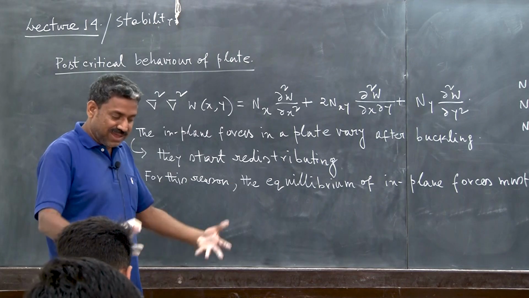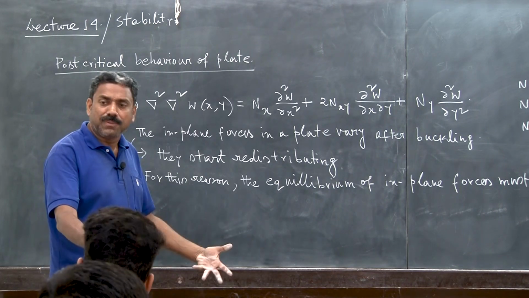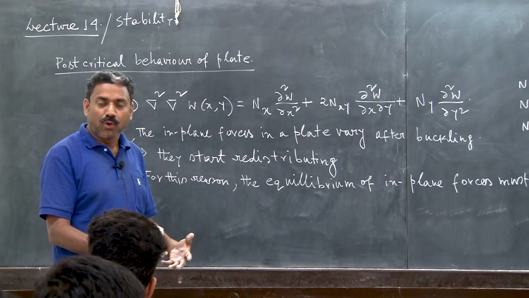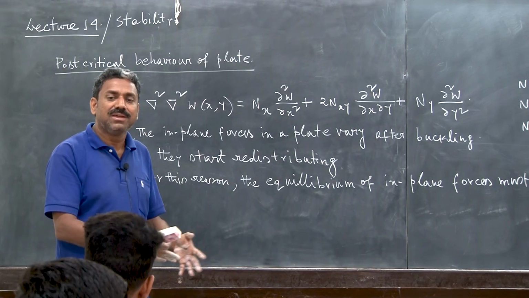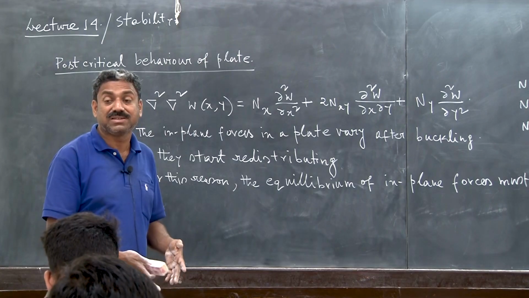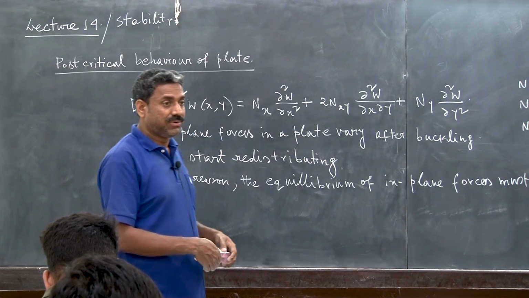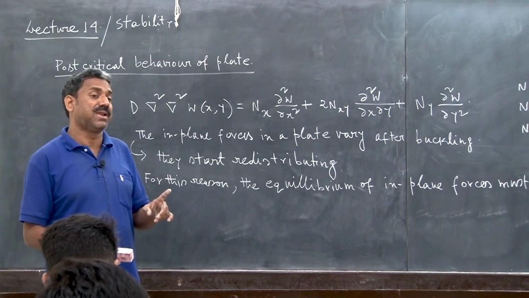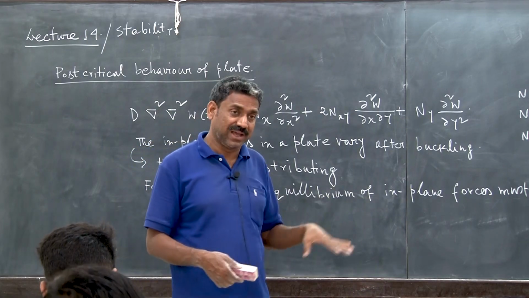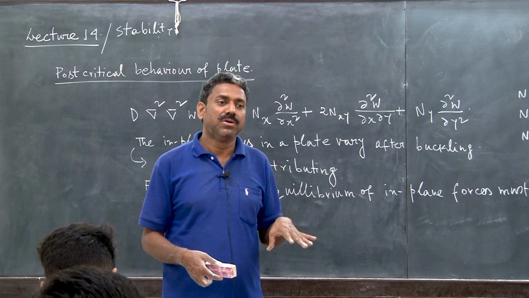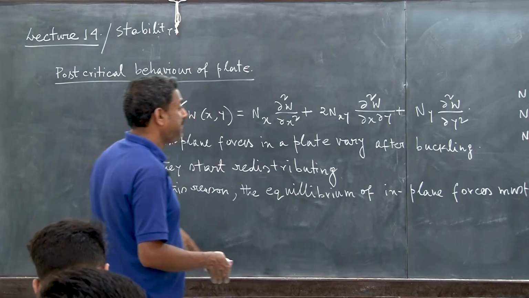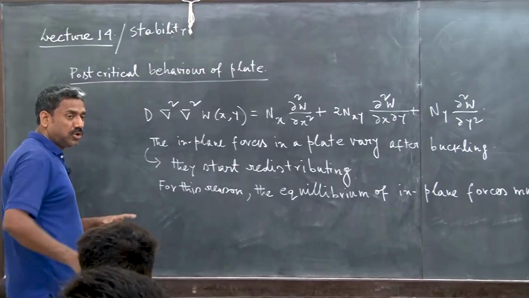They are compressed. But inside the plate, away from the plate boundary, the in-plane forces get redistributed. So for a point away from the boundary, the equilibrium of the forces along the in-plane direction must be taken into account. That is the prime difference between the buckling analysis, or critical analysis, and the post-critical analysis. And here it will portray significantly different, interesting behavior that we are going to explore. Okay, next class we will do. Thank you.